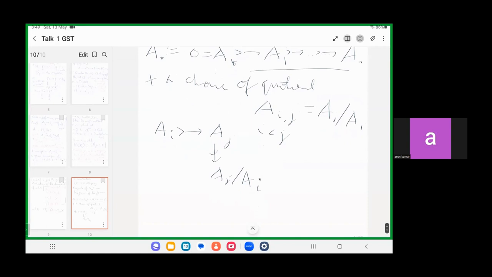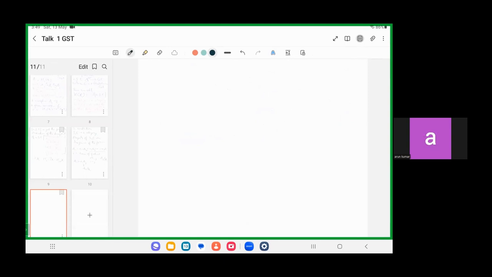We can give this succinctly by another diagram, which is A0 goes to A1, goes to A2, goes to and so on, goes to An. Then we draw these diagrams here, where we take A(1,0), which is again 0. This lower one will also be 0 because this is just 0. Here this will be A.